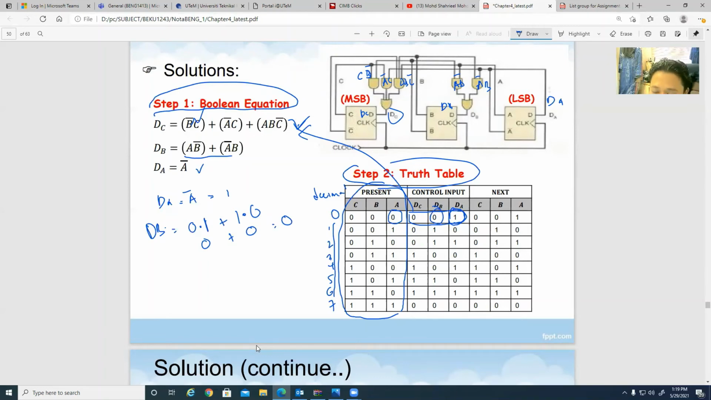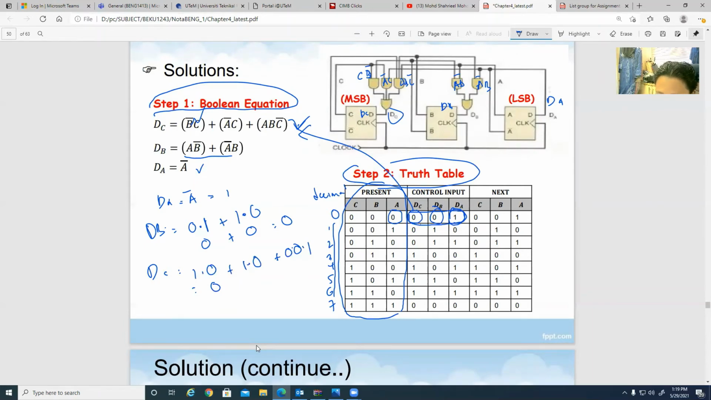Similar for DC. So for DC, use this formula. B bar is 1 multiplied by C, C is 0. A bar will be 1, C will be 0. Plus A 0, B 0, C 1, B C bar, so it will be 0. 0 plus 0 plus 0 plus 0. So that's why the DC will be 0. This also will be similar.